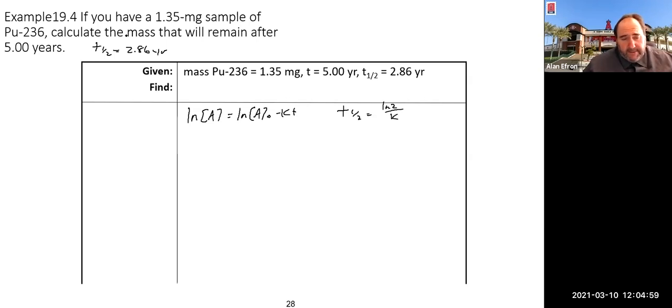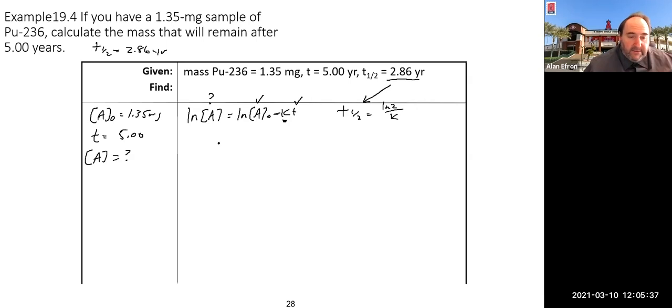So in this particular case, you have 1.35 milligrams. That is your initial starting amount. We are going for 5 years, which is our time. And we want to know how much is left over. So we're looking for this one. We have this one given to us. We have this given to us. In these types of problems, we're missing our decay constant, which we need to properly determine how much is left over. But the one piece of information they did give us is the half-life. So we can use that as well.